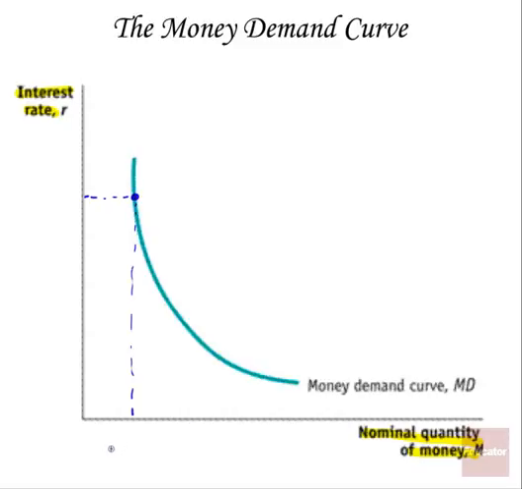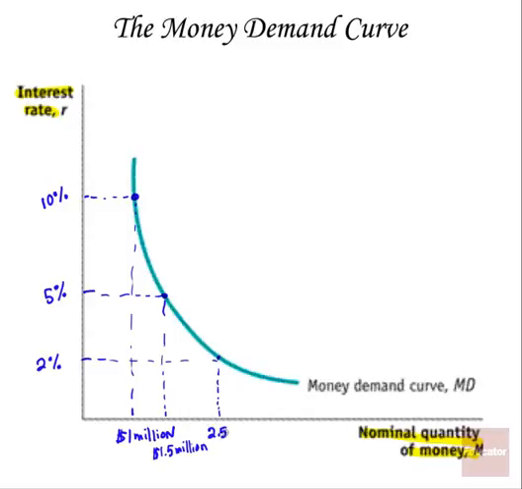So let's say, again, nominal quantity, let's call this point 1 million. So maybe there's $1 million in the economy when the interest rate is 10%. Okay, and we lower the interest rate to 5%, and let's call this 1.5 million. So the quantity of money in the economy, and let's lower it even further. Let's call this 2%, and now the money supply has gone up to, let's say, 2.5 million.